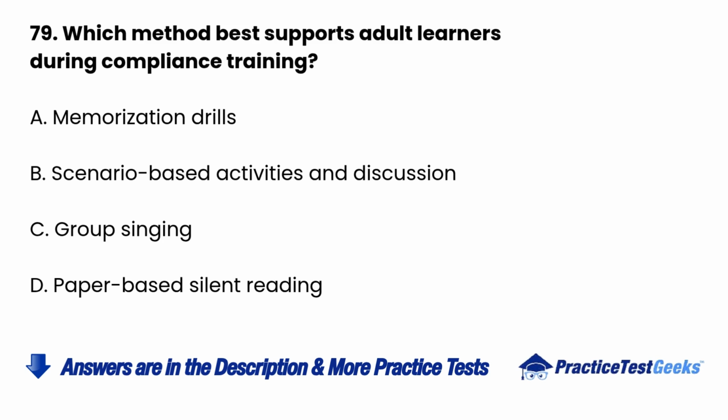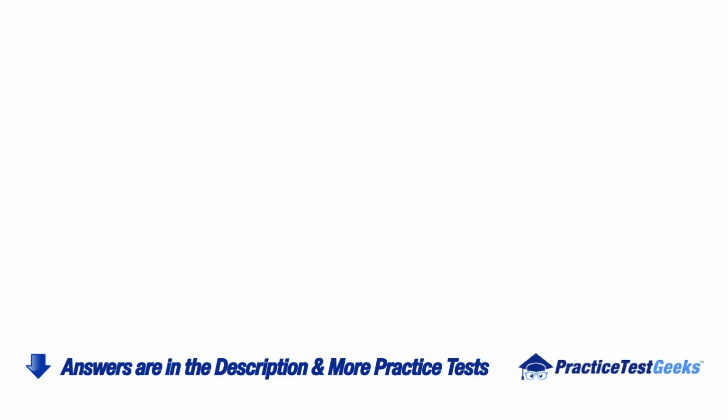79. Which method best supports adult learners during compliance training? A. Memorization drills. B. Scenario-based activities and discussion. C. Group singing. D. Paper-based silent reading.